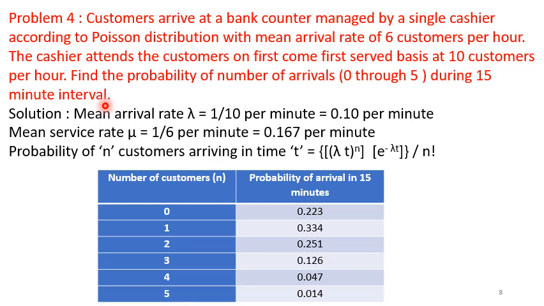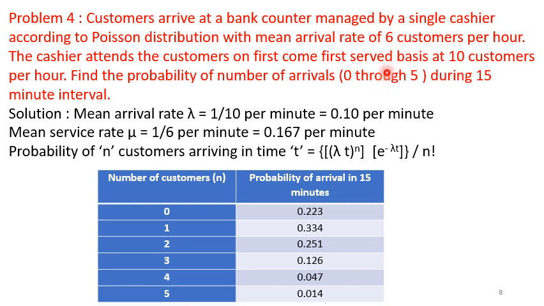So here the mean arrival rate lambda is equal to 1 by 10 per minute, which is 0.1 per minute. Why? Because 6 customers come in 60 minutes. So one customer in how many minutes?